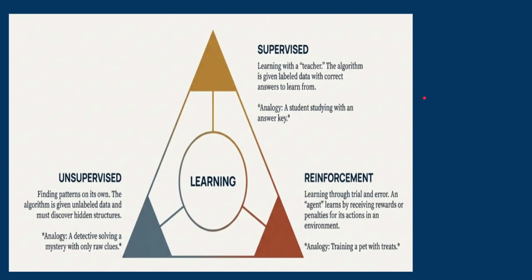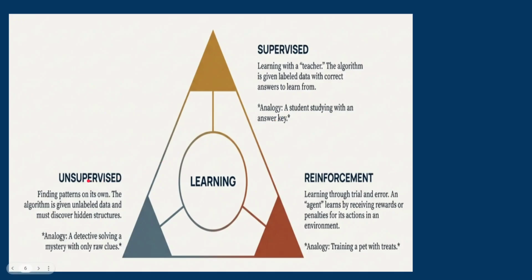And let us see the types of machine learning algorithm. We have three types: unsupervised learning, supervised learning, and reinforcement learning. And what is supervised learning? It is learning with the teacher. For example, the algorithm is given labeled data and the correct answers to learn from. An example given is a student writing with the answer key. Okay, so he knows the answer, so he has to prepare the answer accordingly.